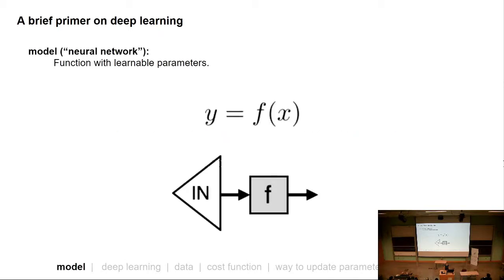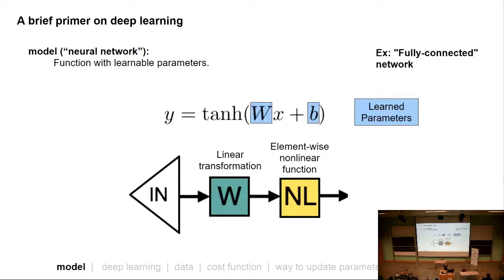And a model, or the neural network, is simply a function with learnable parameters. It takes some input x, and it gives you output y. So now I'm going to write down probably one of the simplest neural networks, and it's by this equation. So we have some input x, let's say it's a vector. We have learnable parameters W and b. W is a matrix, and b is another vector. We're going to apply W to x, add b, and then we're going to apply a nonlinear function.